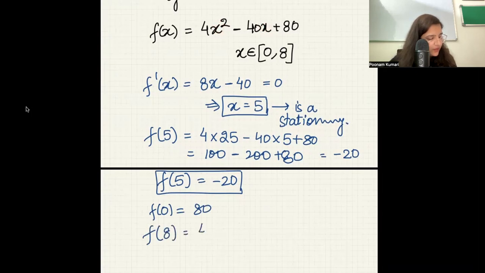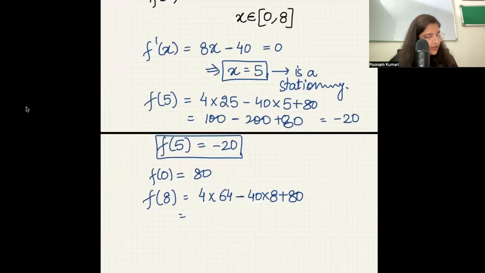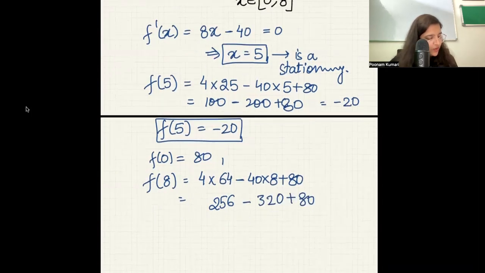So you get what? 4 into 8 square. 8 into 8 is 64, minus 40 into 8 plus 80. So what do you get? So 4, 4, 16, 1, 6, 24, 1, 25. Yeah, 256. I hope I'm not wrong. Yeah, I think it's fine. Okay. And then 320 plus 80, right? So what do we have here?